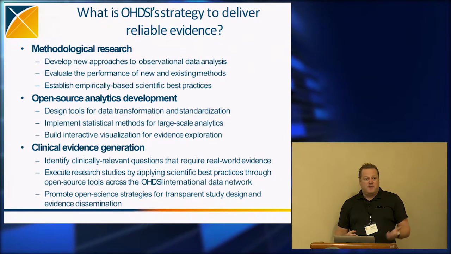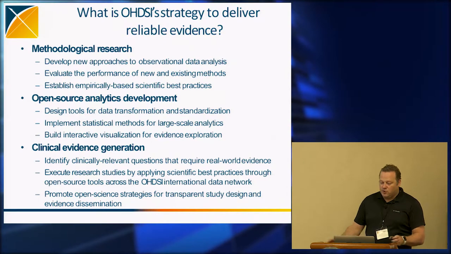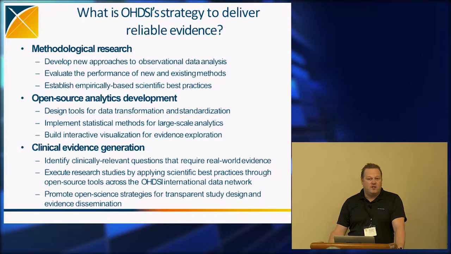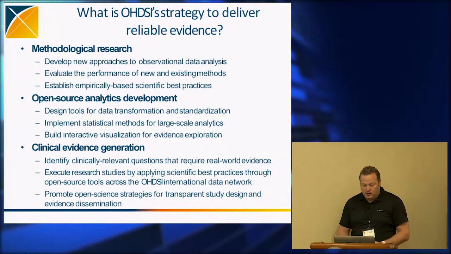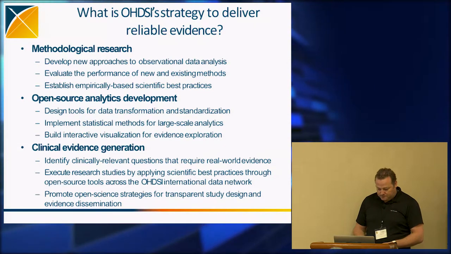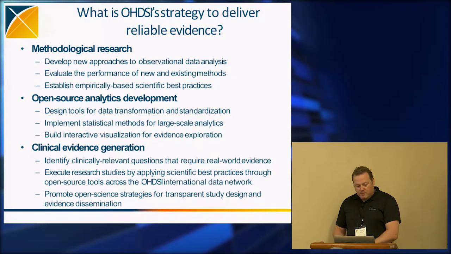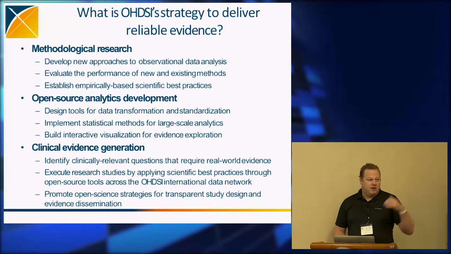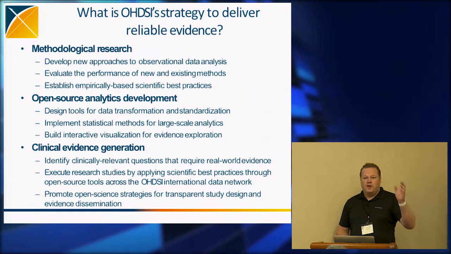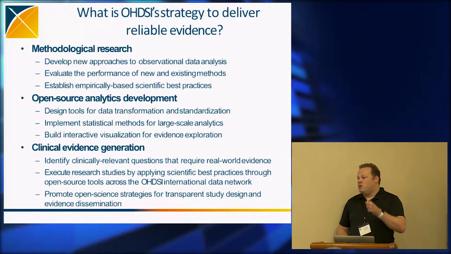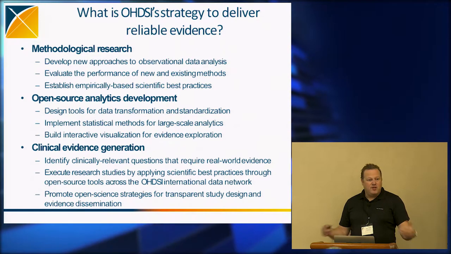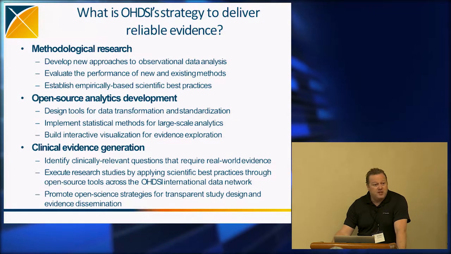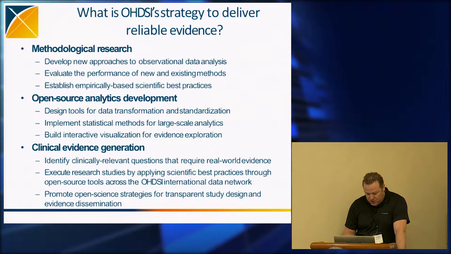So the patient-level prediction tool, the library, has been built in such a way that we can evaluate our models across the data network to look at external validity of the models. What's also important is that we want to have a fully transparent pipeline. So starting from the data extraction all the way to building the models, to sharing the models, to sharing the results, everything should be transparent and reproducible, and we get there by using these R packages, as you will see later.